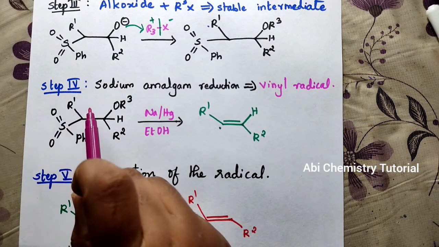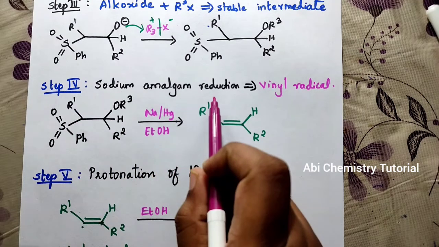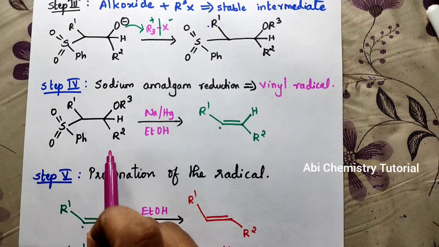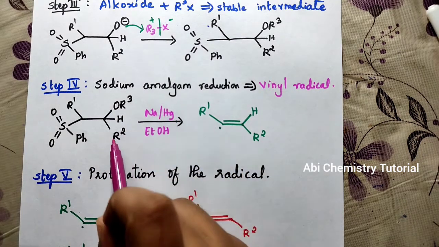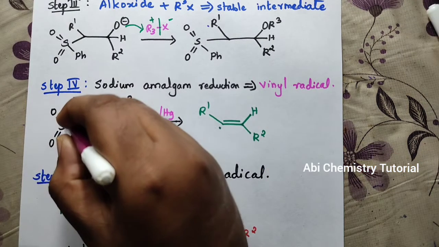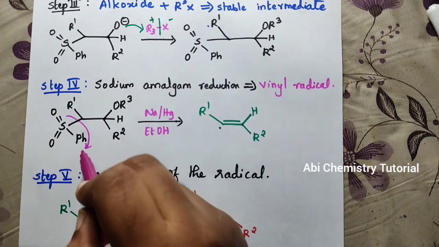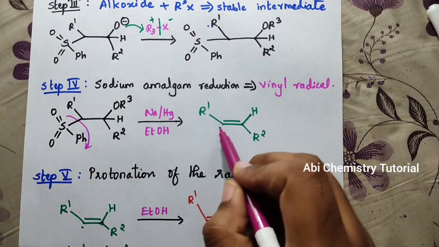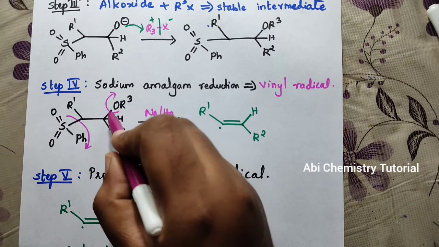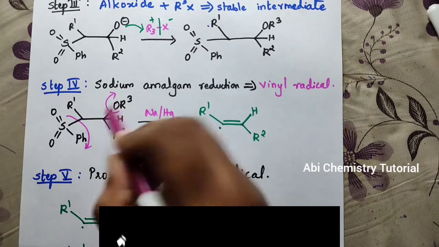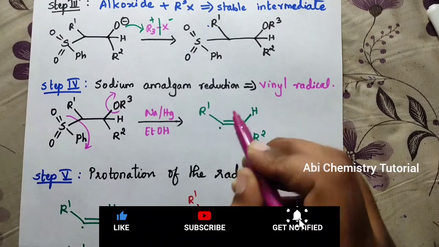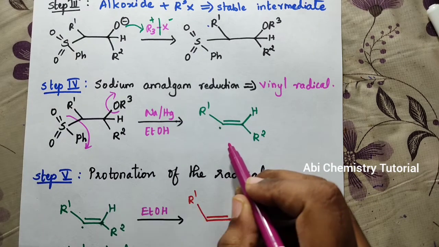Step 4. Sodium amalgam reduction takes place with the stable intermediate. This is the stable intermediate, and sodium amalgam reduction takes place to form the vinyl radical. As you can see here, this phenyl sulfone group is removed to form a radical at this carbon. This OR3 is also removed to shift this bond over here to form a double bond between these two carbon atoms, and this is a vinyl radical.